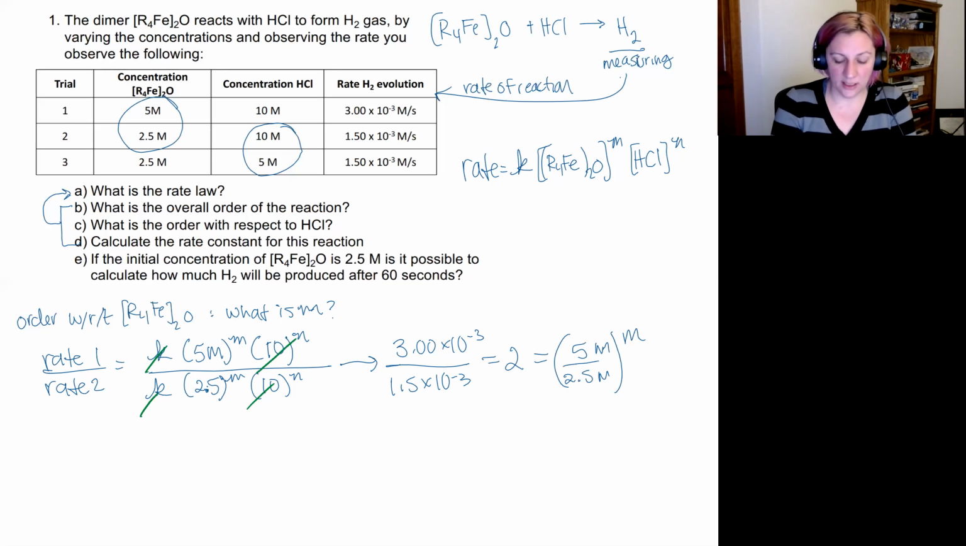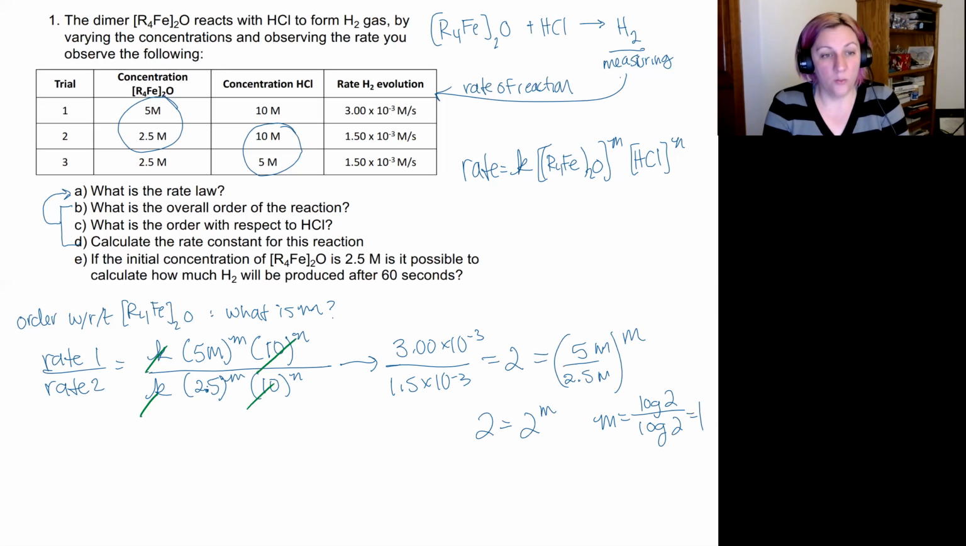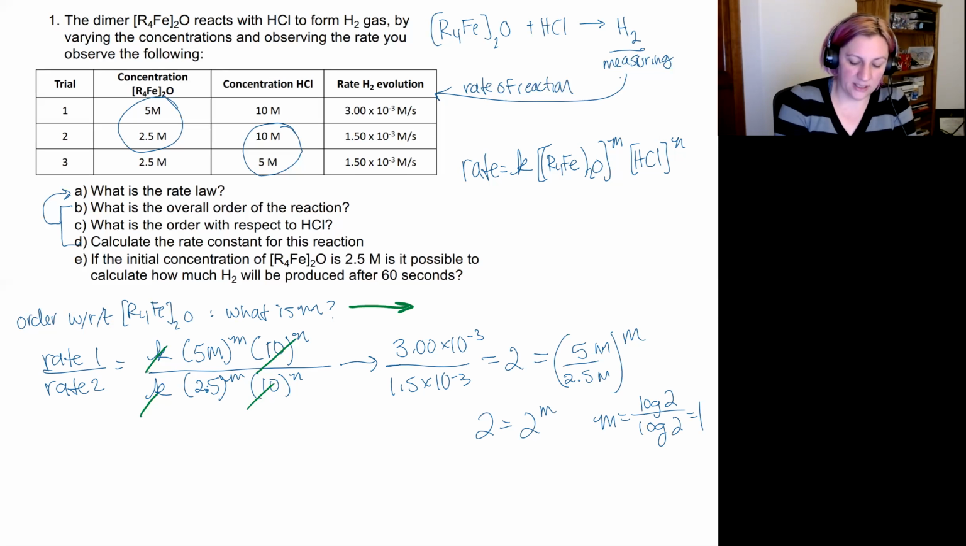And so this is going to be equal to 2 is equal to 2 to the M. So if I take the log of both sides, then I'm going to have M is equal to the log of 2 divided by the log of 2, which will be equal to 1. So my order with respect to the dimer is going to be 1. All right, so that's part of it.